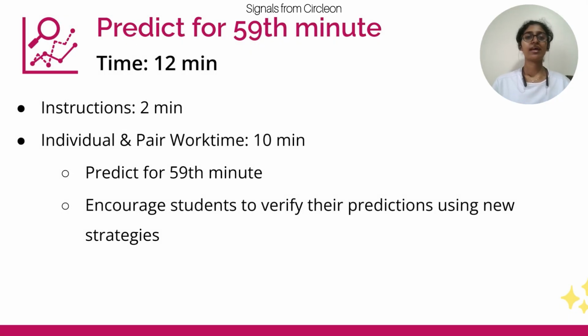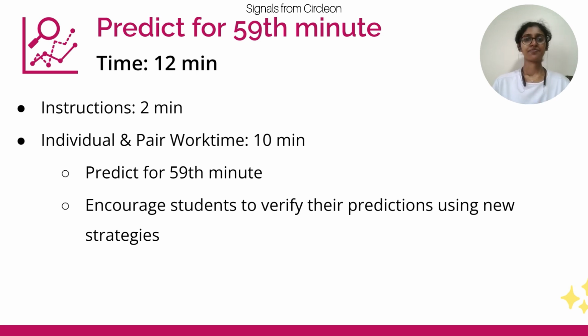Now we are going to predict for the 59th minute, which is our big problem. And for that we have 12 minutes. In the first 5 minutes of the work time, we set a timer and tell them, hey, we are going to work individually in the first 5 minutes, where you come up with the prediction. After that, in the next 5 minutes, they will discuss with their partner. They will share their prediction and the strategy they used. And there, we also encourage the students to verify their predictions using the other strategies which were shared previously by other students.